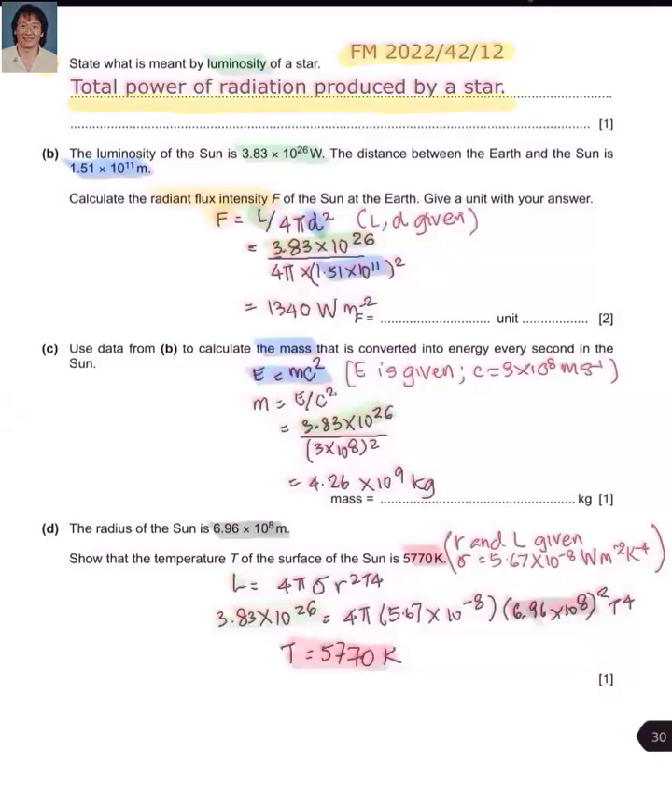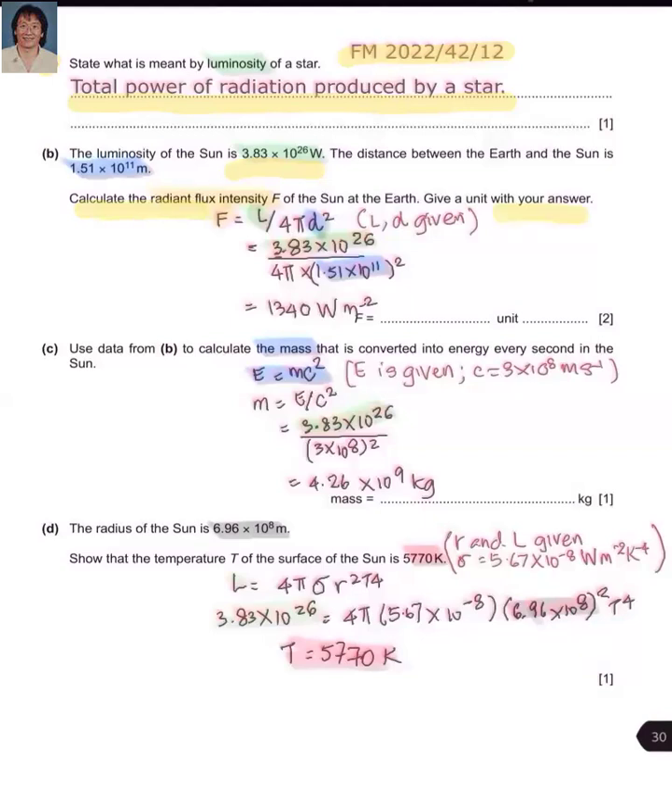Then in part B, the luminosity of the sun is 3.83 times 10 to the power 26 watts. The distance between Earth and the sun is 1.51 times 10 to the power 11 meter. Then you have to calculate the radiant flux density F of the sun at the Earth. Give a unit for your answer.